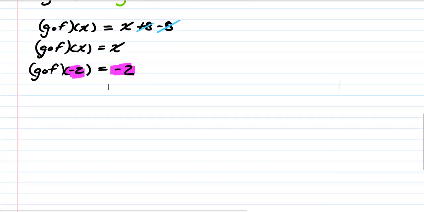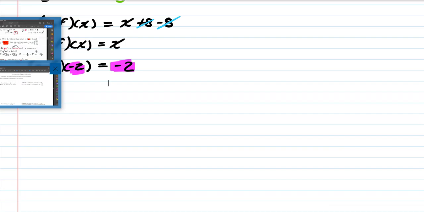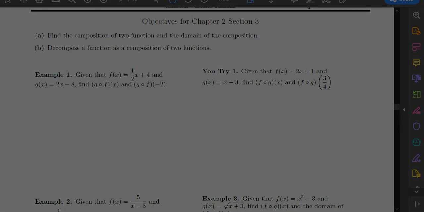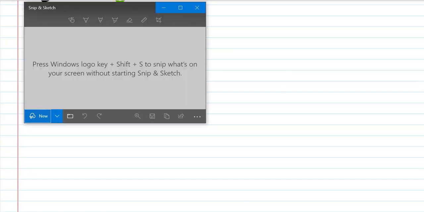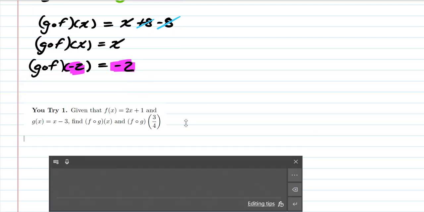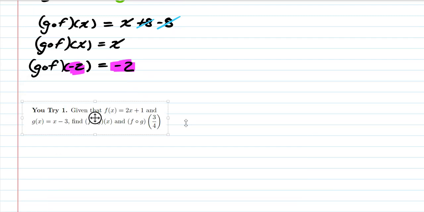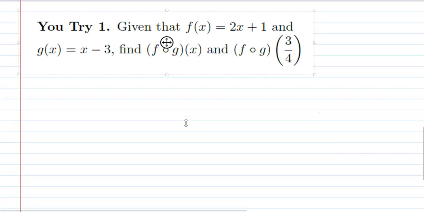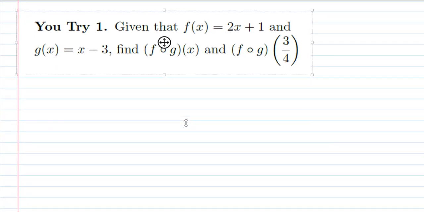All right. So now it's your turn. Let's go ahead and take a look at your U-try. So in this one, we have f of x is 2x plus 1 and g of x is x minus 3. And we're asked to find f circle g of x and then f circle g of 3/4.